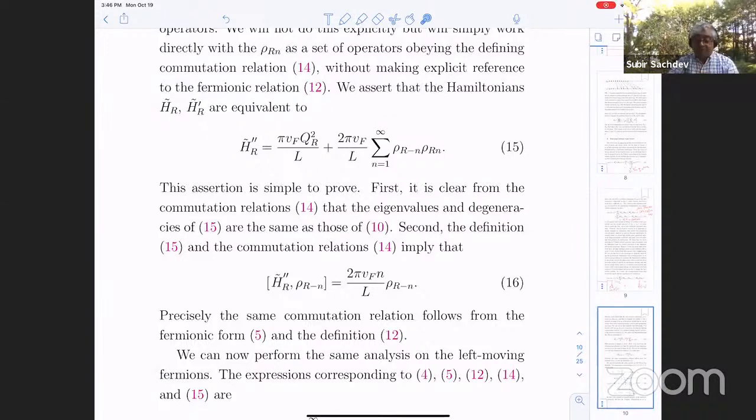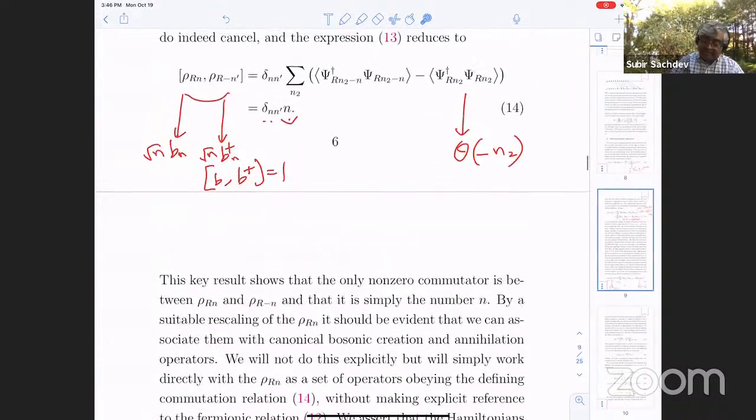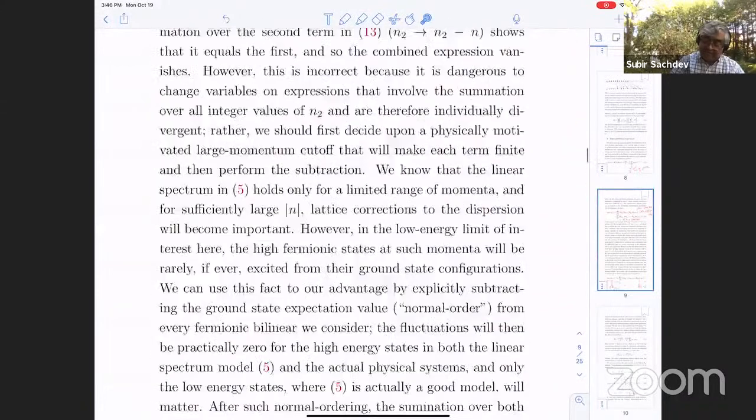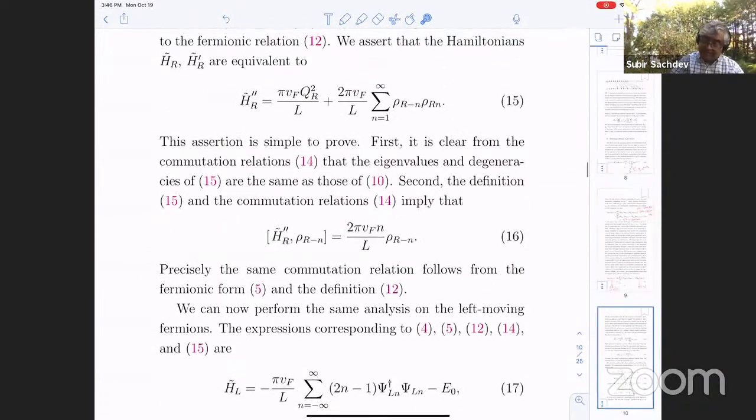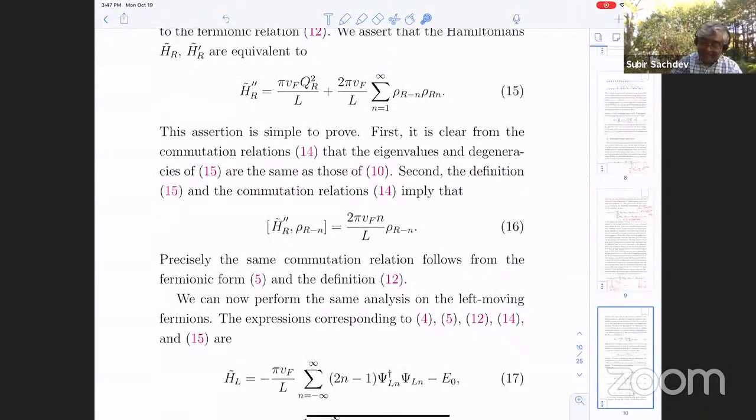All right, so now I've shown you that this Hamiltonian for the electron density, strangely enough, is precisely equal to, with no corrections whatsoever, in the limit of no cutoff and with normal ordering everything, this Hamiltonian for bosons with this commutation relation here. This Hamiltonian for the bosons is precisely equivalent to the free fermion Hamiltonian. Okay, that's this one right here. So this one and this one are precisely equal.